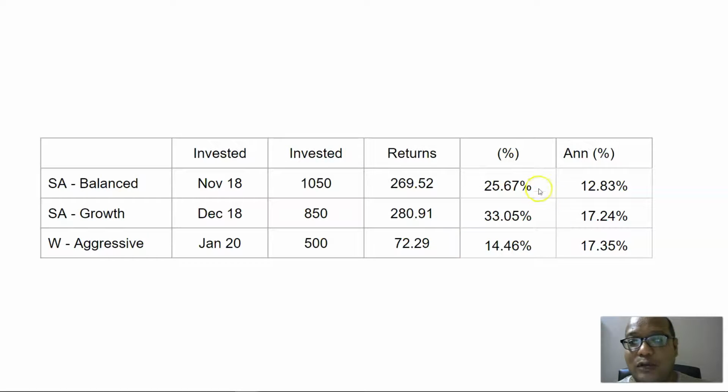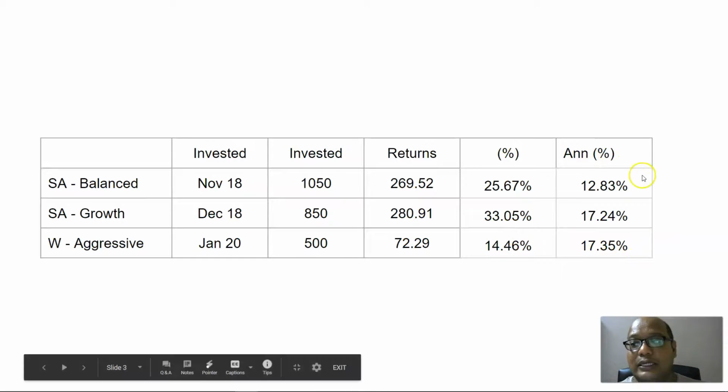Towards the end, I've analyzed everything, that way we can give a fair comparison between all funds. Over here, we can see that Wahid Aggressive and StashAway Growth, their returns are almost the same at 17%. So I guess in conclusion, all of these robo-advisories actually give superior returns.